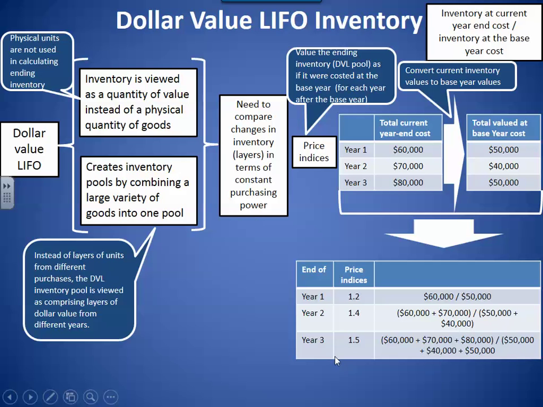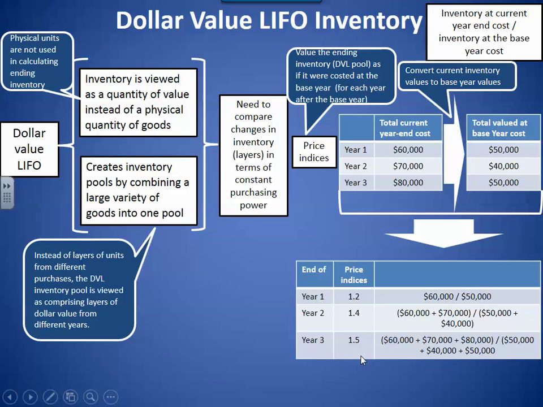The same thing we do for year number 3. In this case, we take our $80,000 inventory valued at current cost, and we revalue that $80,000 inventory back to our base year of $50,000. Now we chain these together: $60,000 from our current year cost for year 1, $70,000 for year 2, $80,000 for year 3, divided by the inventories that we've converted to our base year cost, which are $50,000 plus $40,000 plus $50,000. Again, we come up to a price index of 1.5.